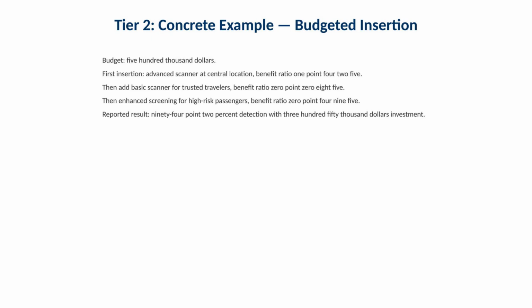In the reported example, you begin with a $500,000 budget and 3 technology options. The heuristic first inserts an advanced scanner at a central location with a benefit ratio of 1.425. It then adds a basic scanner for trusted travelers with a smaller benefit ratio of 0.085, and finally includes enhanced screening for high-risk passengers with a benefit ratio of 0.495. The final configuration achieves 94.2% threat detection with $350,000 total investment.